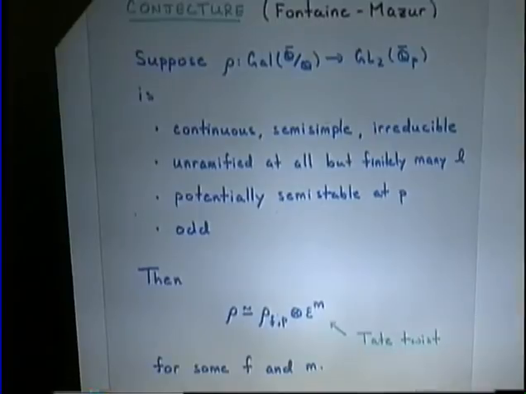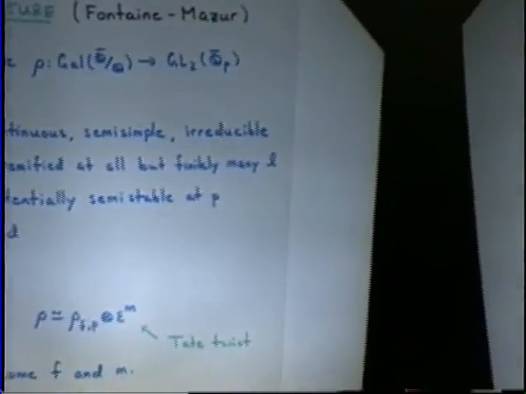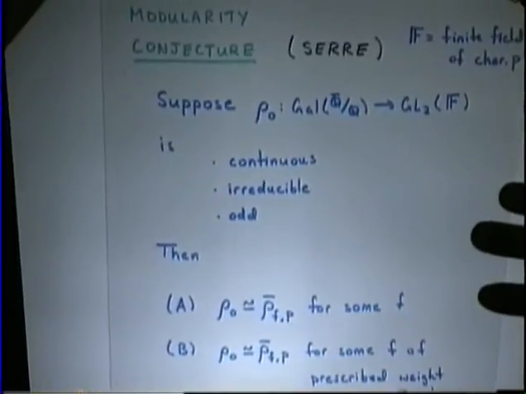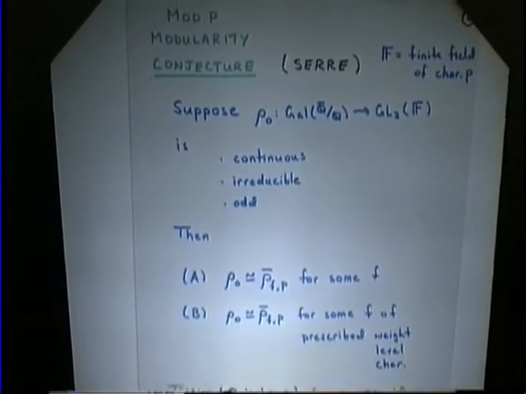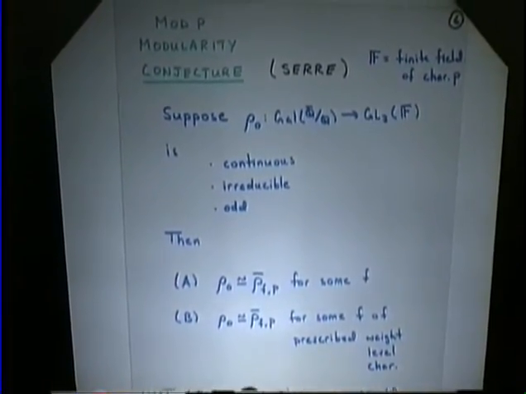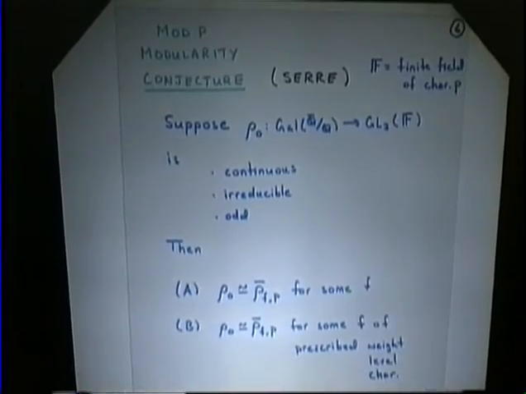And this brings me to a second kind of modularity conjecture, which I'll call the mod P modularity conjecture, which really should be called Serre's conjectures, or usually is called Serre's conjecture. So we start off with a finite field of characteristic P now, and we look at continuous, irreducible, odd representations into GL2 of this finite field.